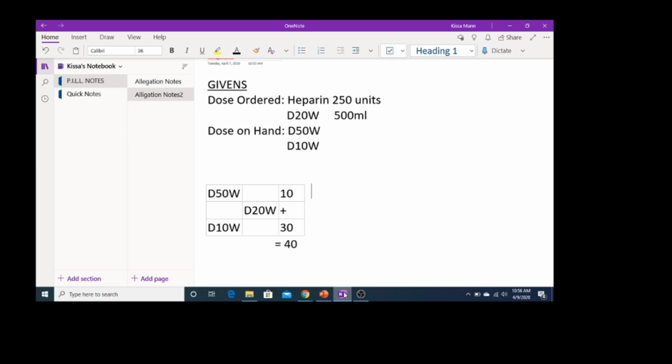So what you would do is you take your 10 parts of dextrose 50%, go ahead and divide that by the sum total of parts of 40 and set that equal to 0.25 as your value. Then you would take that value, 0.25, multiply that by your final volume for the dose ordered, and that will yield the volume you need of dextrose 50%.